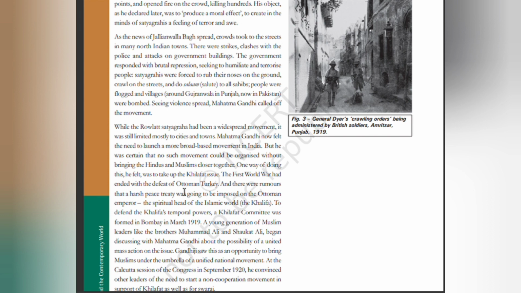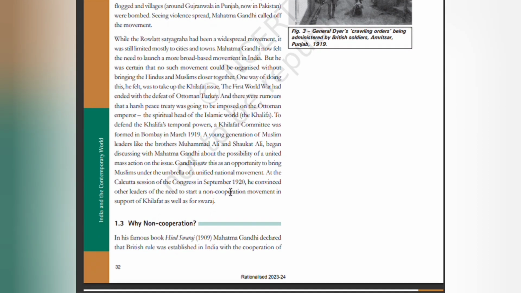The First World War had ended with the defeat of Ottoman Turkey, and there were numerous rumors that a harsh peace treaty was going to be imposed on the Ottoman Emperor, the spiritual head of the Islamic world, the Caliph. To defend the Caliphate's temporal powers, the Khilafat Committee was formed in Bombay in March 1919. A young generation of Muslim leaders like the brothers Muhammad Ali and Shaukat Ali began discussing with Mahatma Gandhi the possibility of a united mass action on the issue. Gandhiji saw this as an opportunity to bring Muslims under the umbrella of a unified national movement.